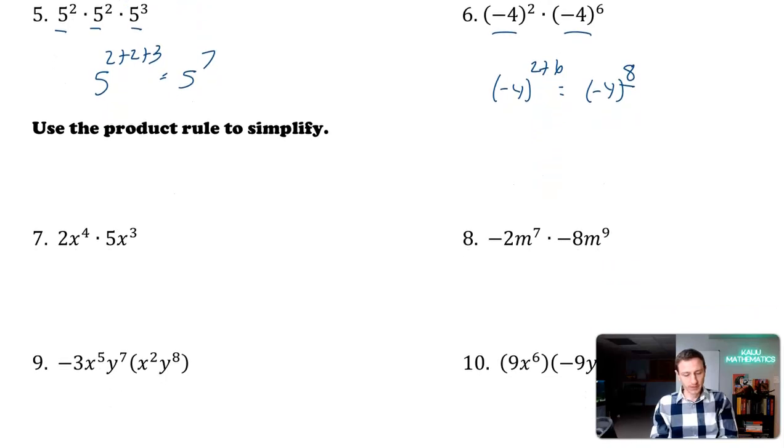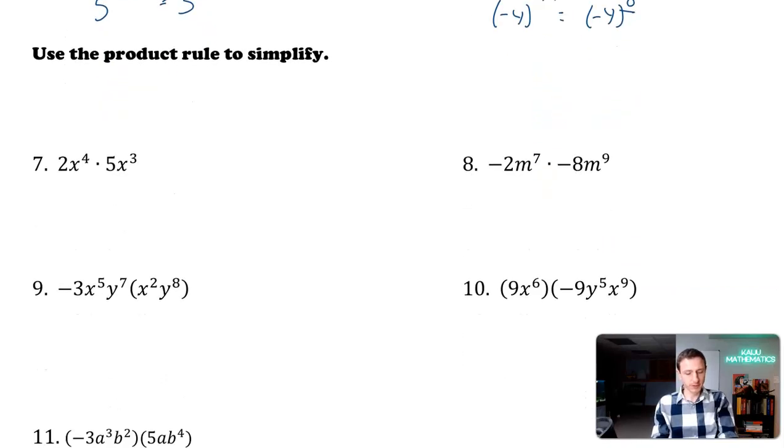Now let's simplify some expressions. So the difference here with these problems is we have these coefficients in the front. So what do we do when we have coefficients? We do the same thing. Whatever operation, 2 times 5, we're going to do 2 times 5 to get 10. So I'm just multiplying the coefficients together.